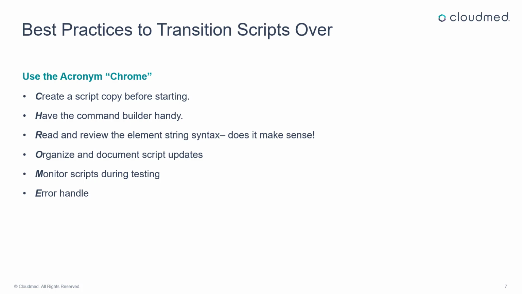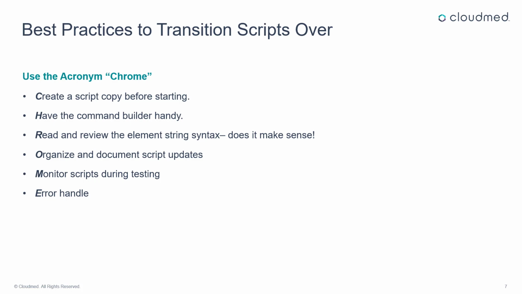O is for organize and document your script updates. Any changes that you make, it's really helpful for other readers as well as just for yourself too, to know what changes you did make to your script and organize and document what changes are being made in case you ever have to revert back again to a previous version of your script.